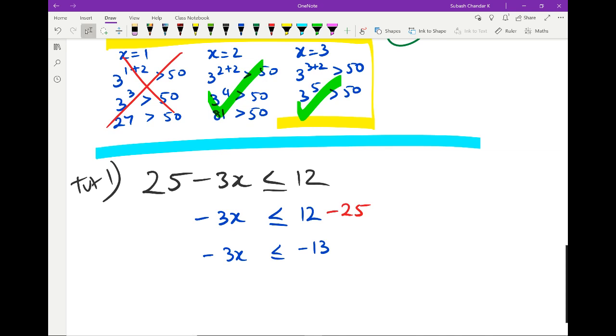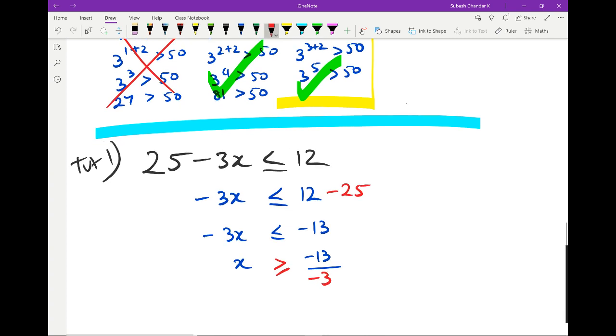And again, remember I told you guys this, which I made that mistake earlier: when you divide by a negative number with inequalities, you've got to change the symbol. So this will become negative 13 divided by negative 3, but of course the symbol is going to change. So your final answer, when simplified with those two negatives going away, is x is greater than or equal to 13.